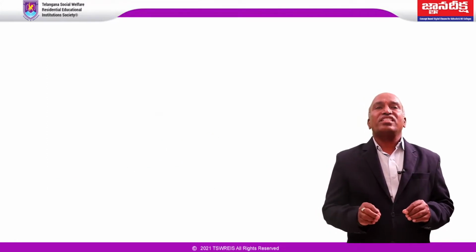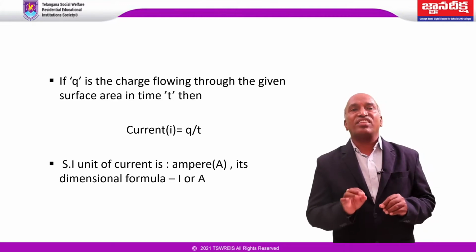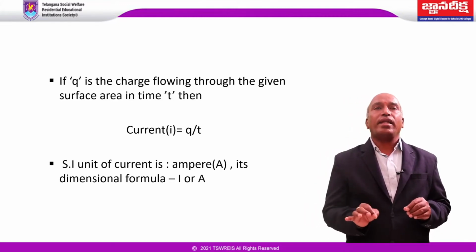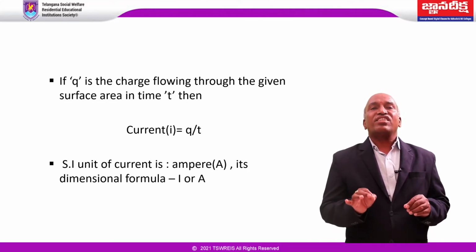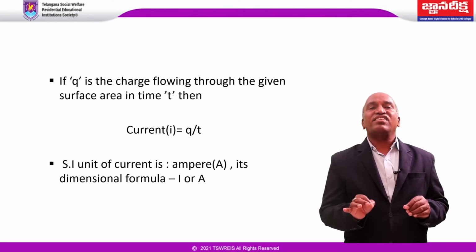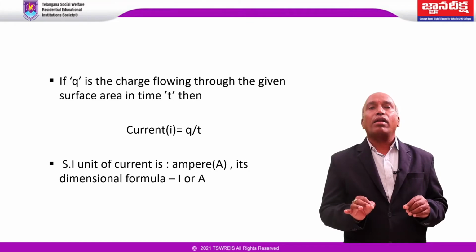If Q is the charge flowing through the given surface area in time t, then current I is equal to Q by t. The SI unit of current is ampere. It is represented by capital letter A. Its dimensional formula is capital A.